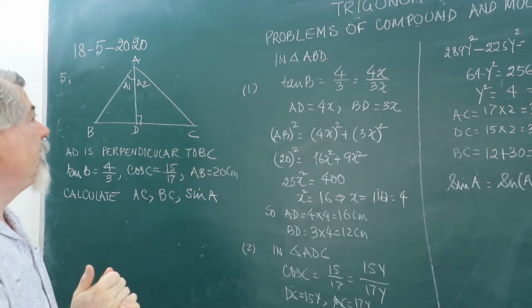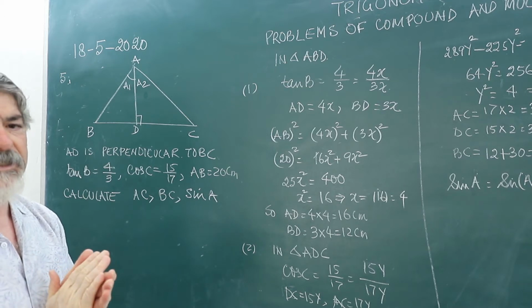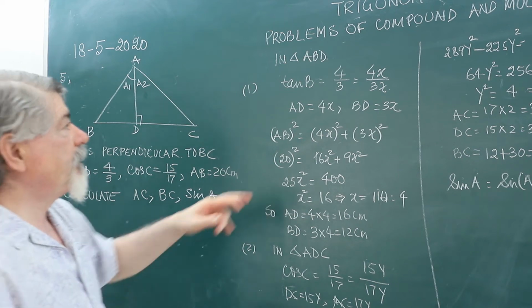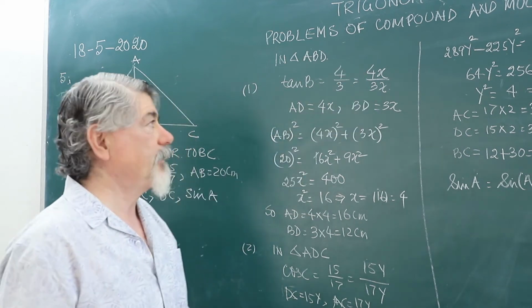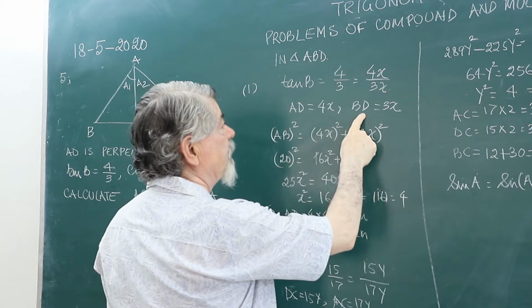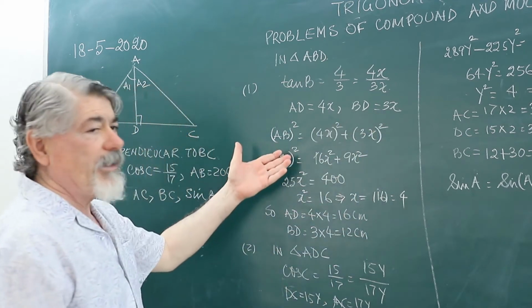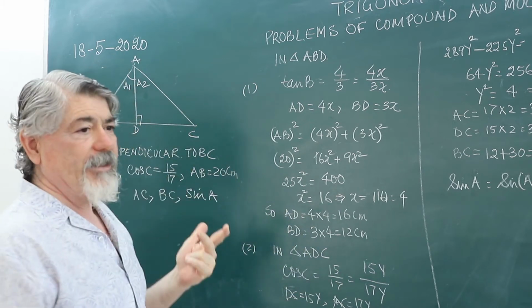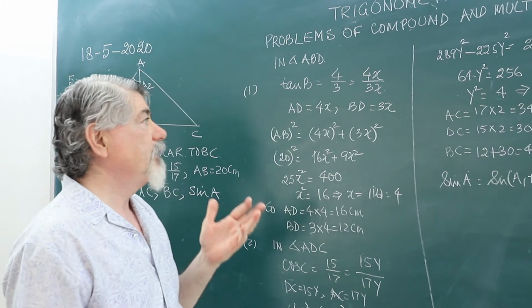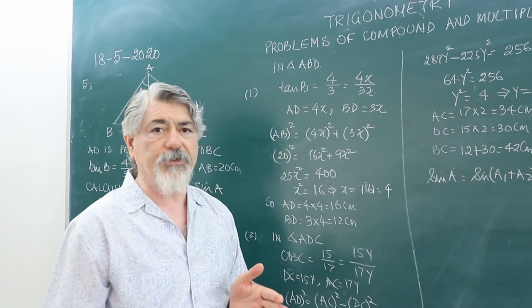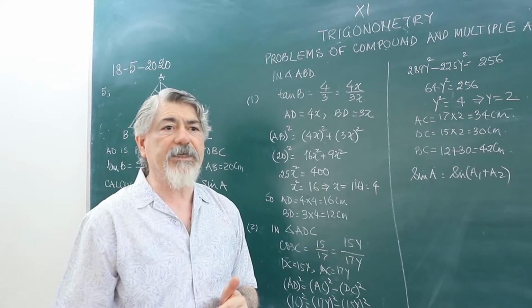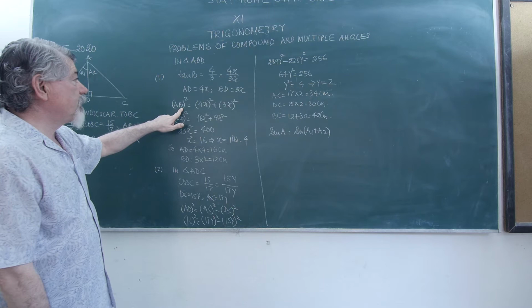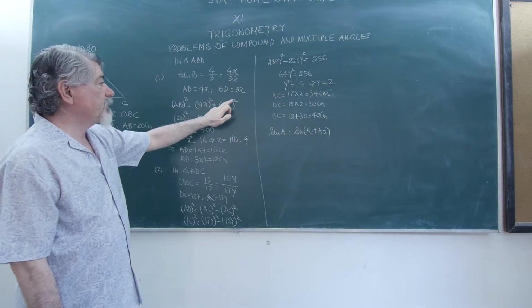I have already written tan B is perpendicular upon base. It is given as 4 upon 3. I say AD is 4x and BD is 3x, the same thing. I apply the Pythagoras theorem to triangle ABD: the square described on the hypotenuse is equal to the sum of the squares described on the remaining two sides. That is, AB square will be 4x whole square plus 3x whole square.